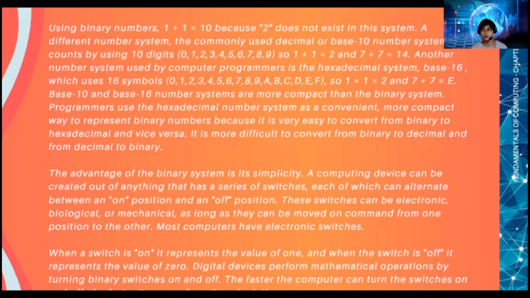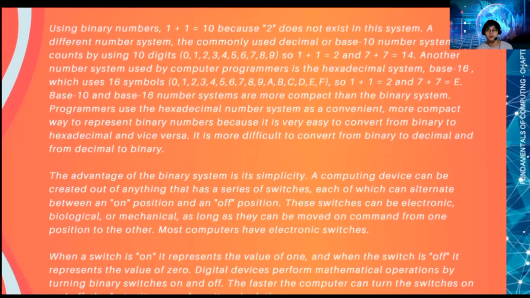Because it is just 1s and 0s, a computing device can be created out of anything that has a series of switches, each of which can alternate between an on position or an off position. Again, when you say 1, that is the on position, and 0 is the off position. These switches can be electronic, biological, or mechanical as long as they can be moved on command from one position to the other. Most computers have electronic switches. When a switch is on, it represents the value of 1. When the switch is off, it represents the value of 0.